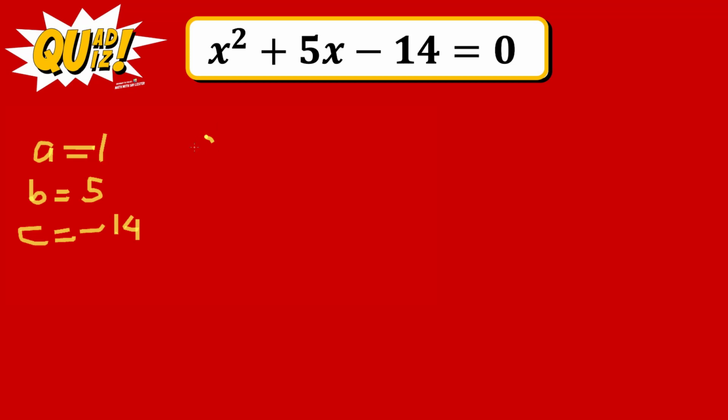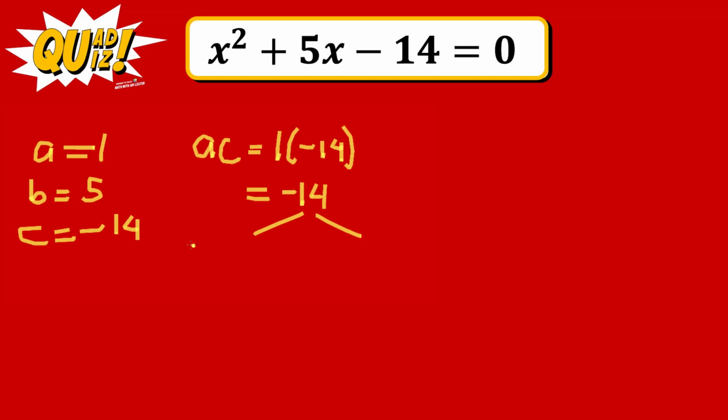We can determine that by considering AC. AC is the product of A, which is 1, and -14, which is our C. So the result here is -14. We are going to look for factors of this AC that, when added, will result to B. If there is, then this is factorable and we proceed with factoring. If it doesn't have any pair of factors that result to 5 when added, then this is not factorable, hence we use the completing the square method.